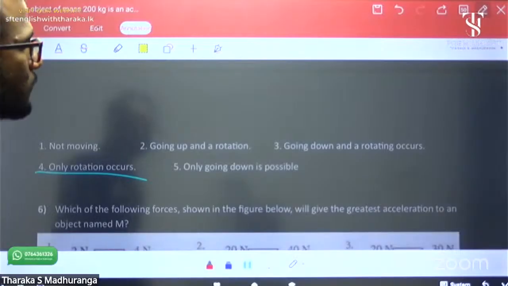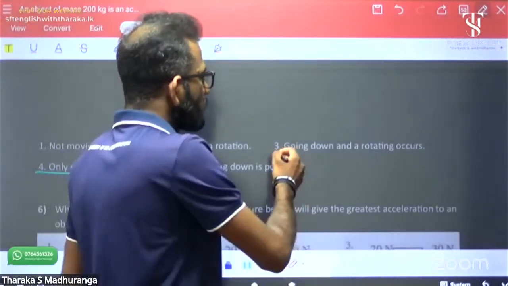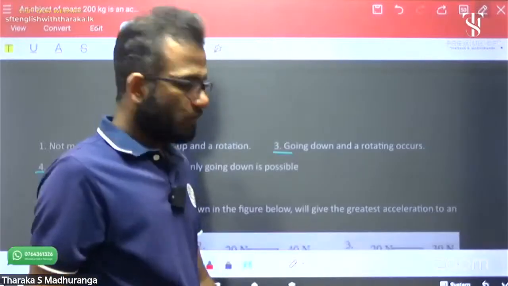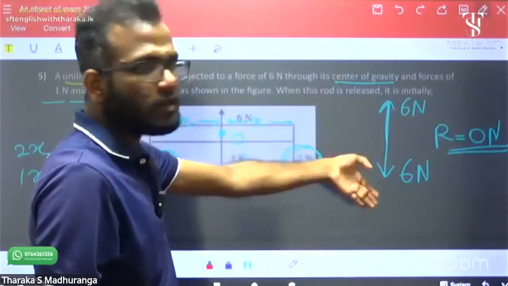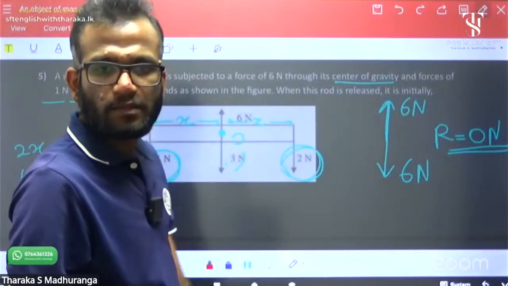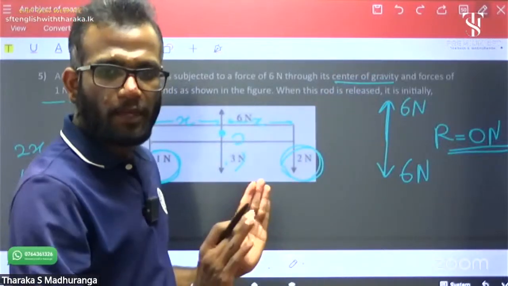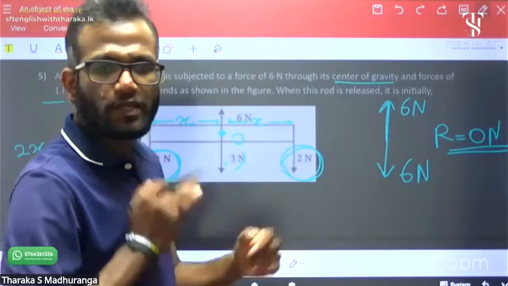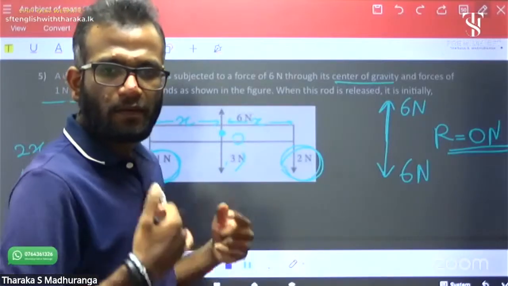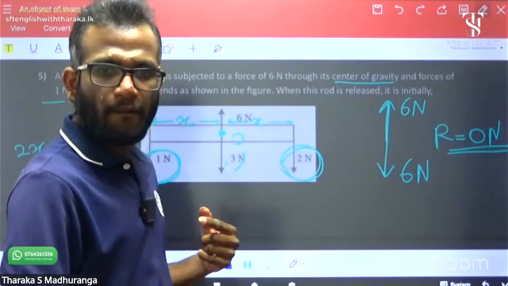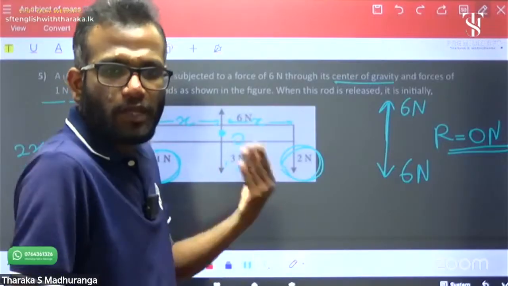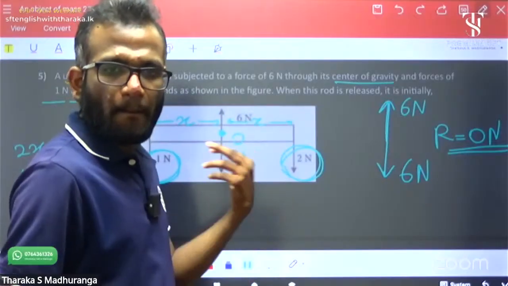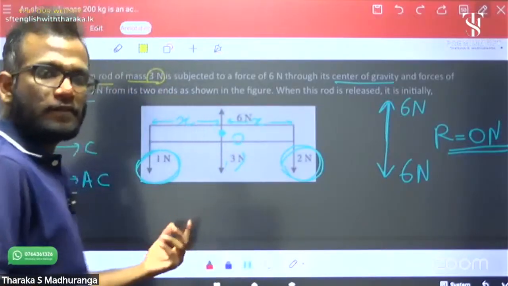It's not free. No, it's not going down. How is it going down, Joel? It's resultant force free. 6 and 6 cancel. He's not going anywhere. It's only rotating. There is no linear motion. It's only rotating in the clockwise direction. Understood?